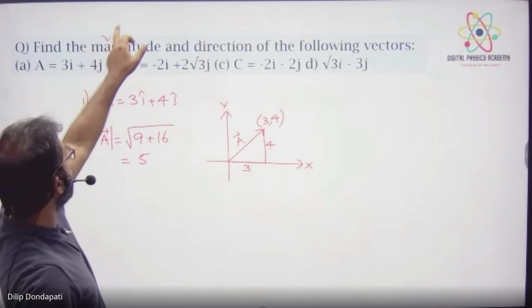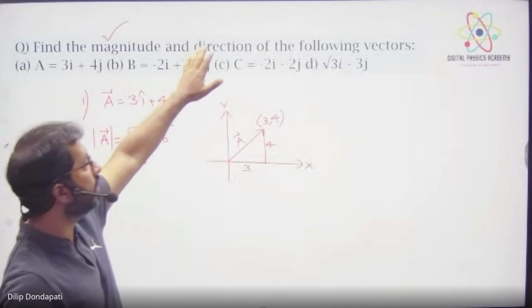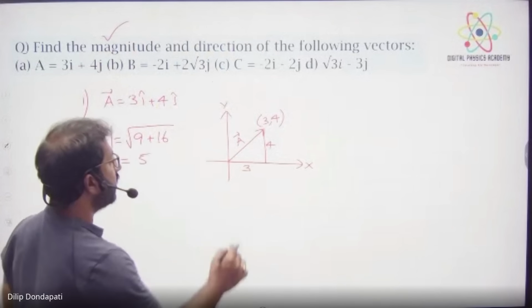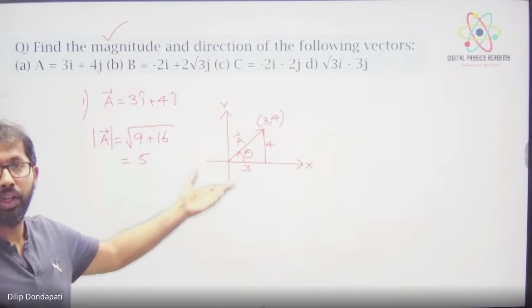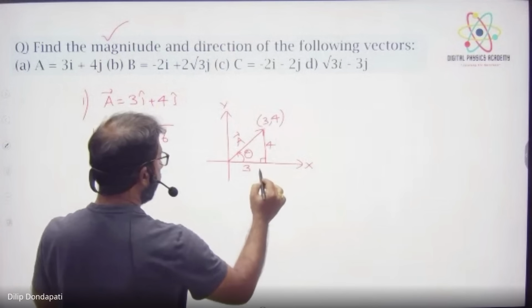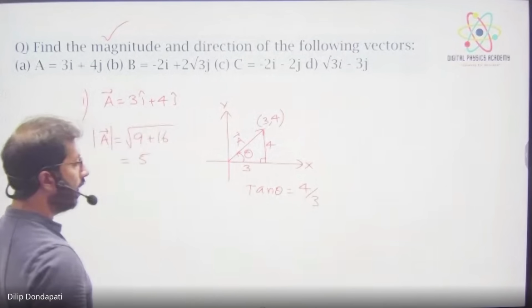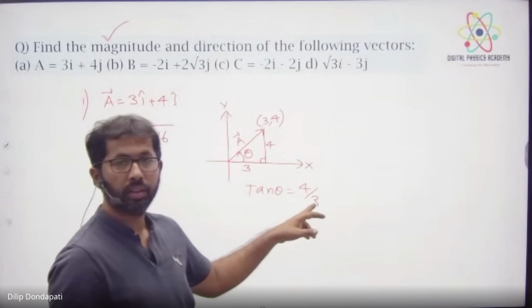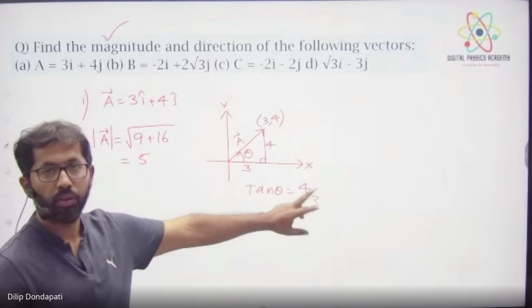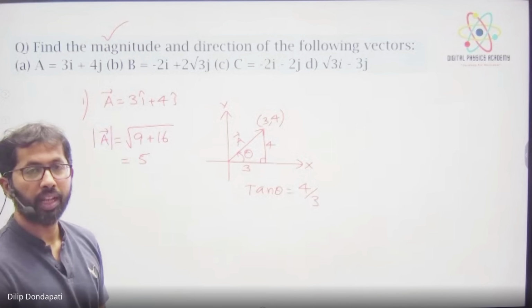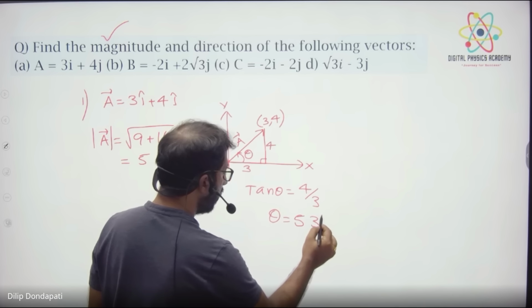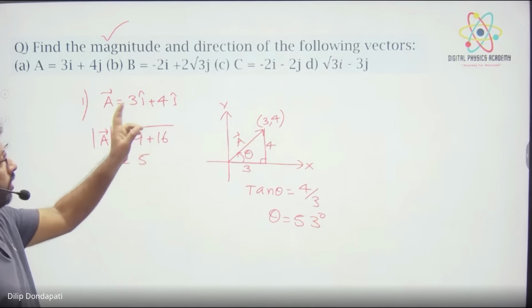Find the magnitude of each vector. Okay. Direction means how much angle the vector makes with the positive x-axis. That theta I want. You can use trigonometry. What is tan theta? Tan theta is 4 by 3. This is the angle. And theta is how much? 4 by 3 means the opposite is bigger. Two special angles I told you. 53 degrees. Theta equals 53 degrees. Yes, first one done. Now do the second one, third one, fourth one.